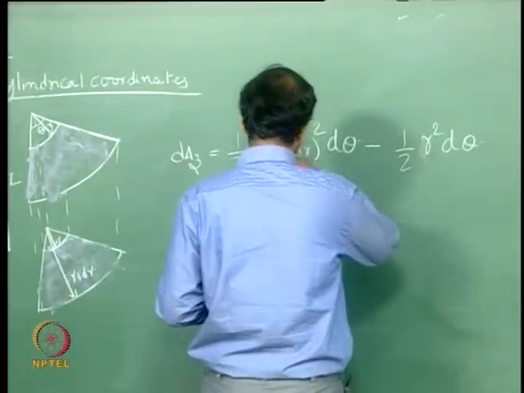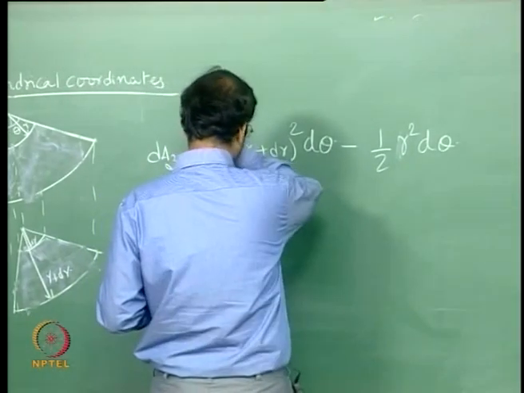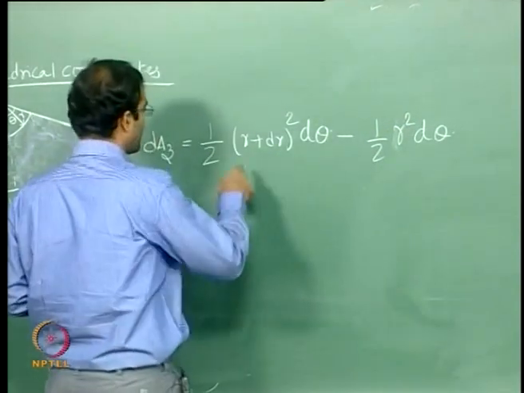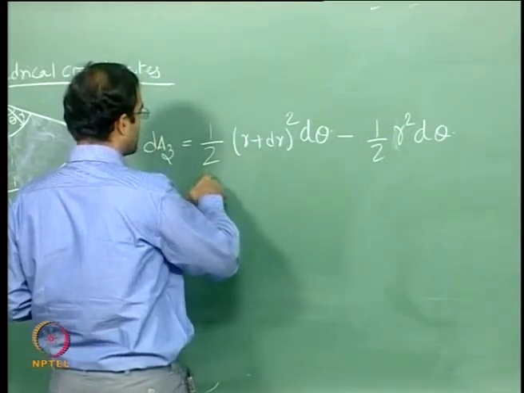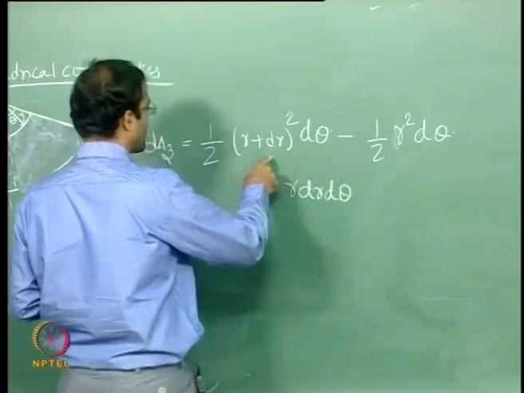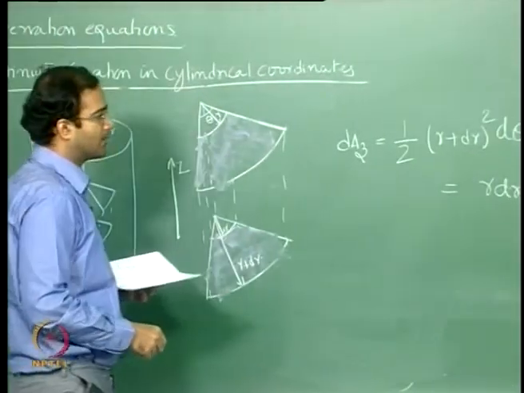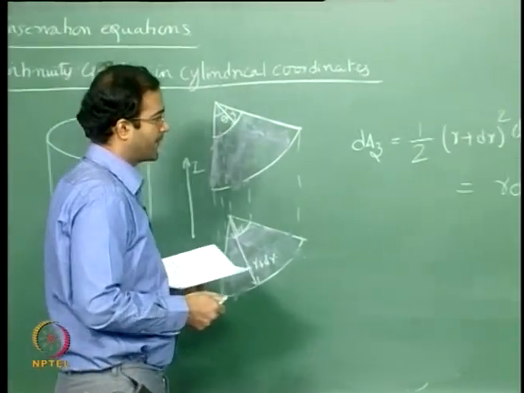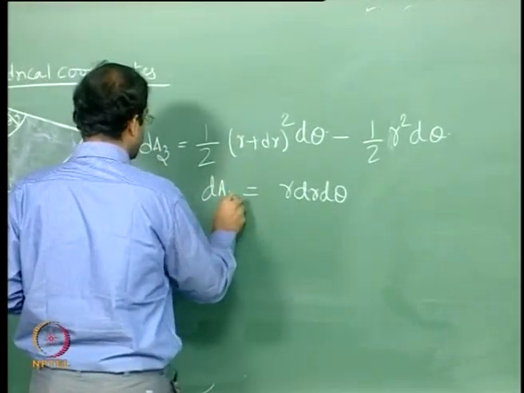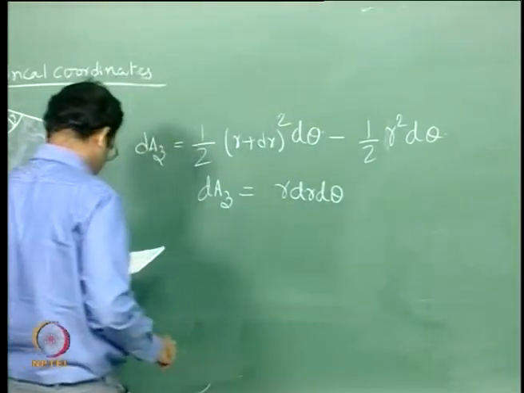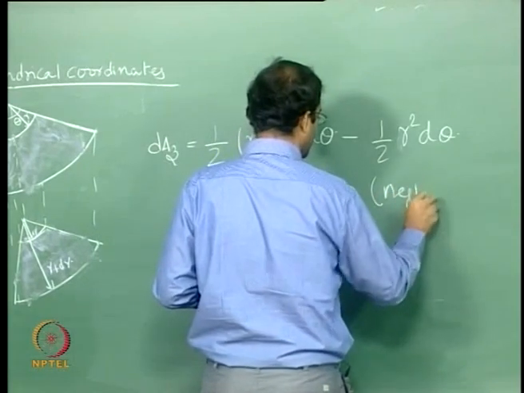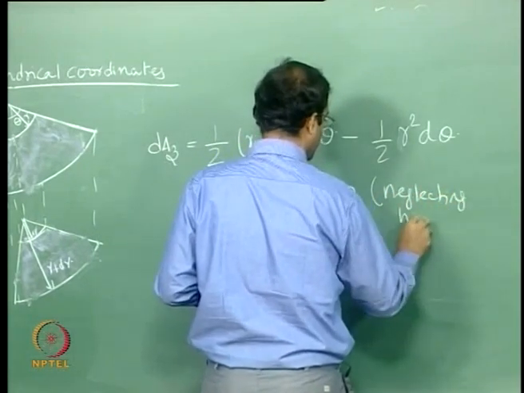If you neglect the higher order terms, you can cancel off half r square d theta minus half r square d theta, and you have 2 r dr divided by 2. So that is basically r dr d theta, and you have a dr square d theta term. That is a very small term considering that these are all differential elements. Therefore we can neglect the higher order terms and approximate dAz in terms of the dimensions as r dr d theta. This is coming out of neglecting your higher order terms.